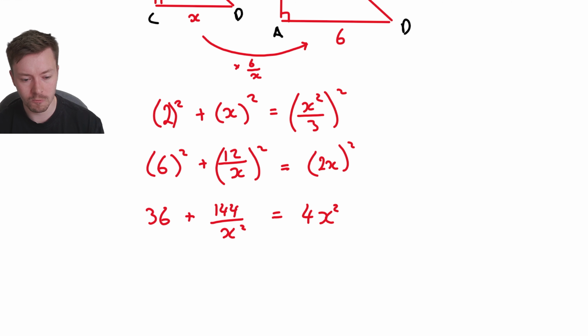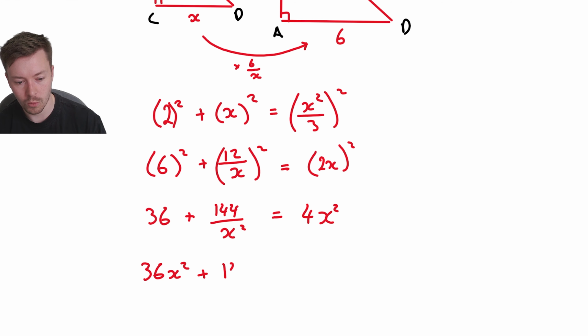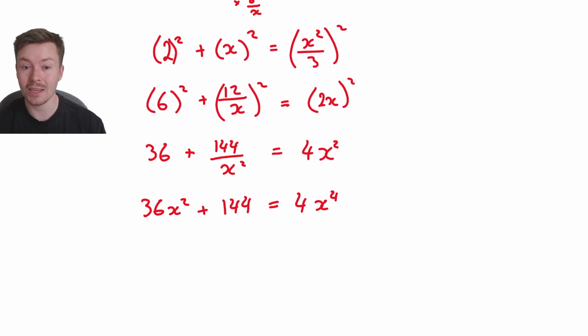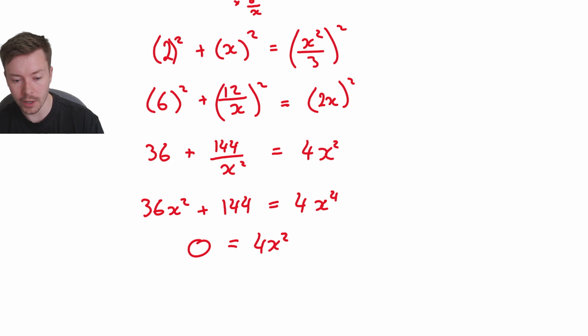Okay, now I need to get rid of this denominator of x squared. So I want to times everything in this equation by x squared. So I'm going to get 36x squared plus 144 is equal to 4x to the power of 4. Now from there, I'm going to get everything onto one side because I need a quadratic, or in this case a quartic, to be equal to 0 to solve it. So 0 is equal to 4x to the power of 4 minus 36x squared minus 144.